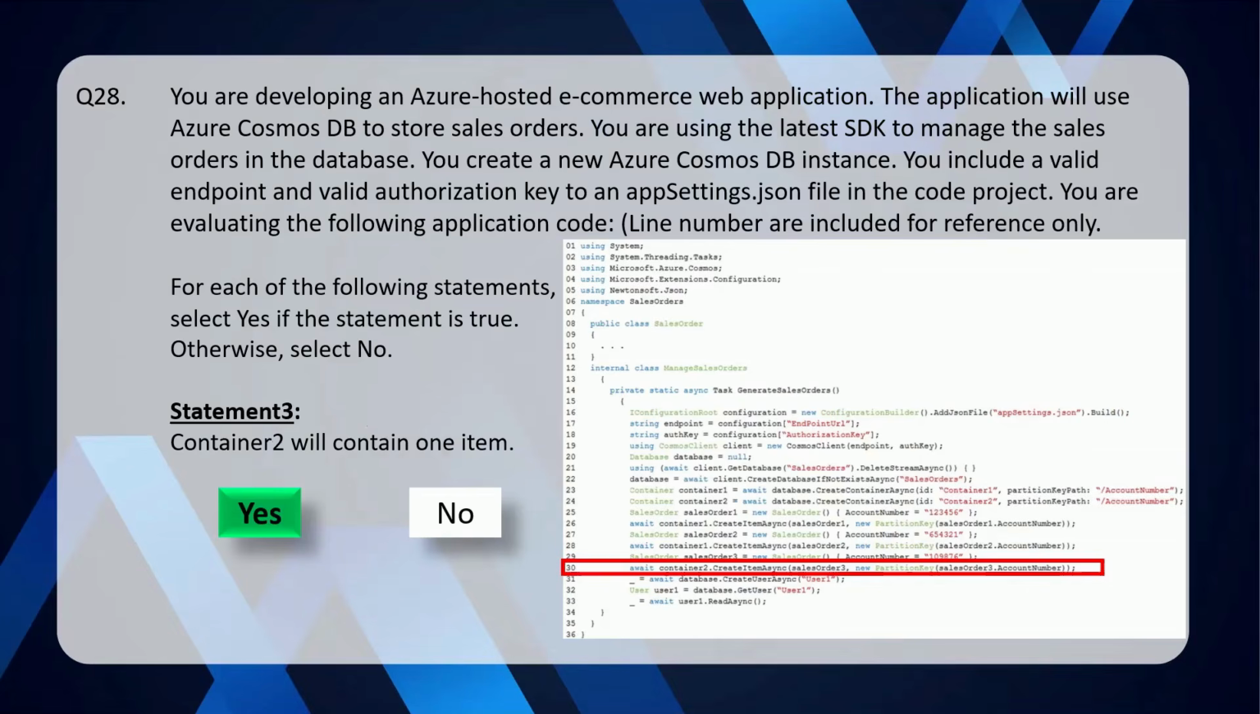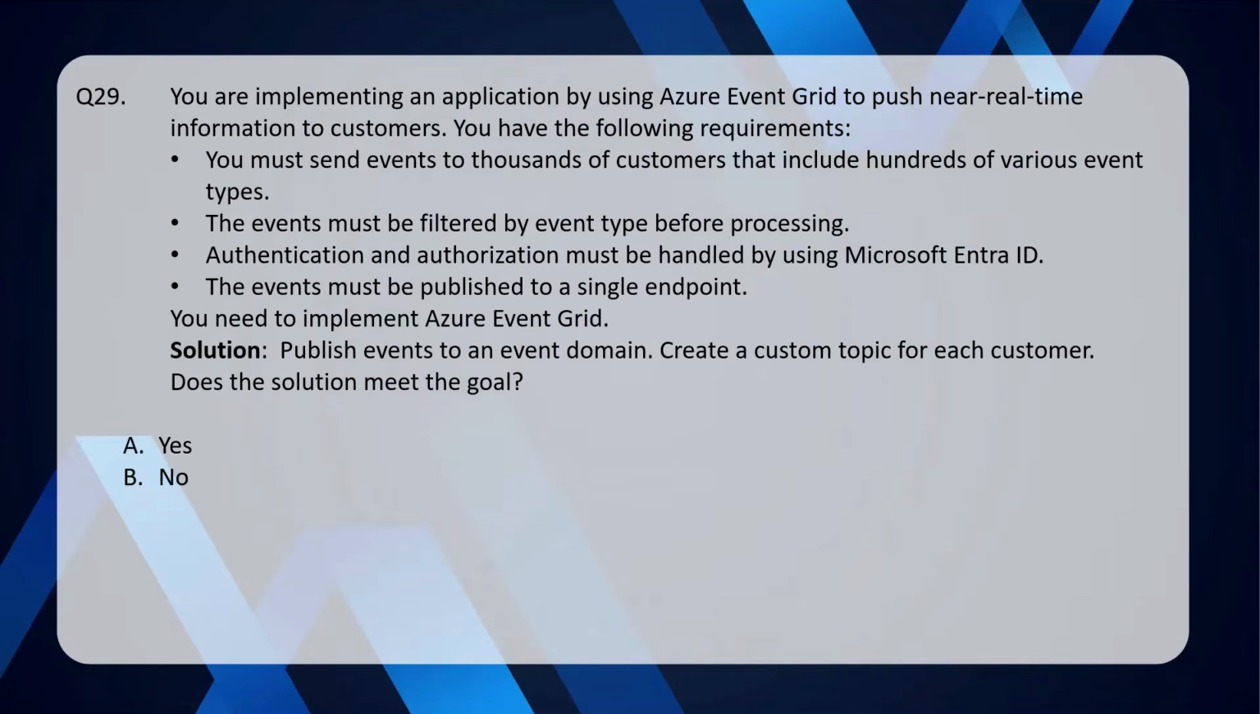Let's look at question number 29. You are implementing an application by using Azure Event Grid to push near real-time information to customers. You have the following requirements. You must send events to thousands of customers that include hundreds of various event types. The events must be filtered by event type before processing. Authentication and authorization must be handled by using Microsoft Entra ID. The events must be published to a single endpoint. You need to implement Azure Event Grid.